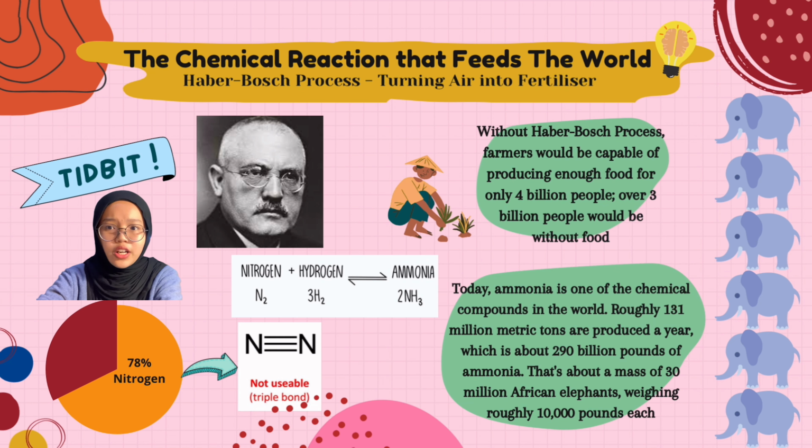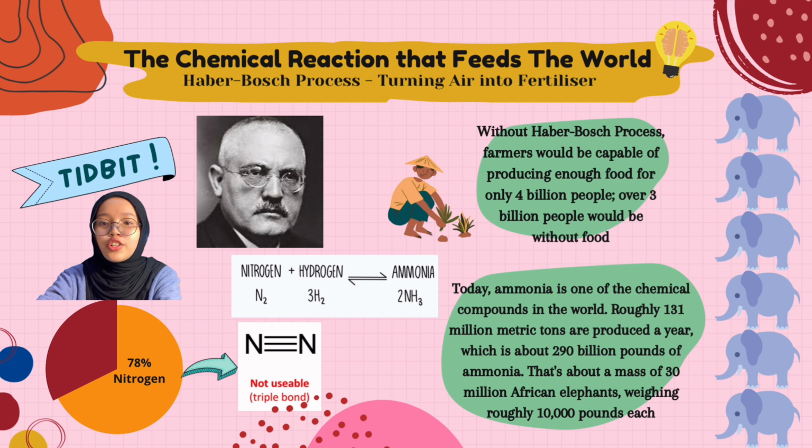Now, here's the frustrating part. 78% of the air is composed of nitrogen, but crops can't just take nitrogen from the air because it contains very strong triple bonds, which crops cannot break. What Haber did basically was figure out a way to take this nitrogen in the air and put it into the ground. Today, ammonia is one of the most produced chemical compounds in the world.